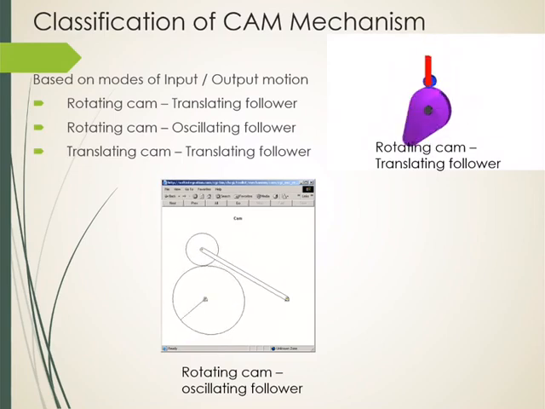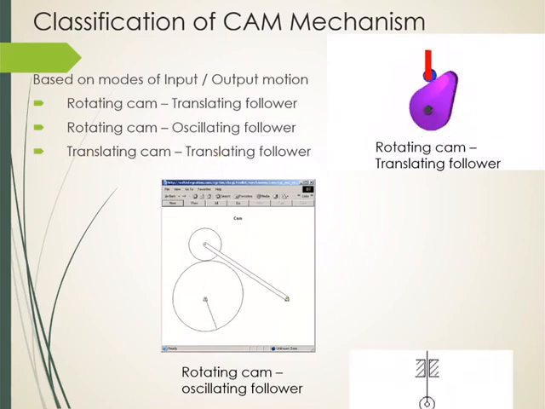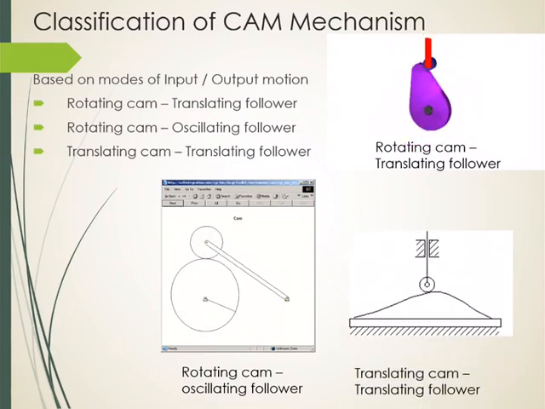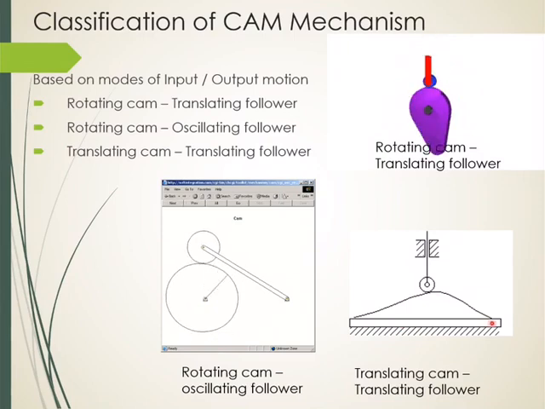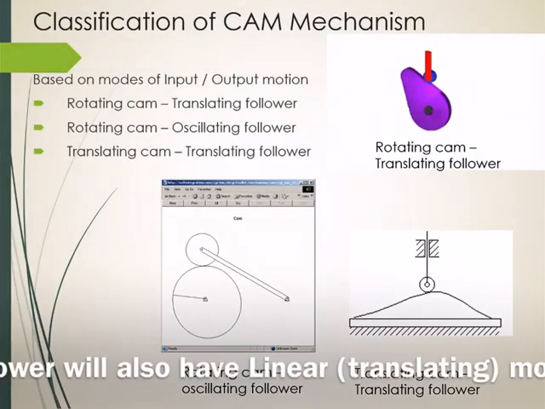The third one is the translating cam and translating follower, which means both the cam as well as the follower will have a linear motion. So we see this is the cam profile found here. This is also going to move in a linear direction while the follower will.